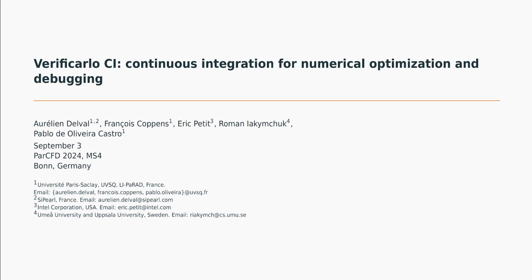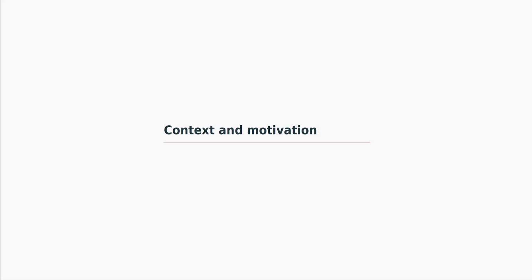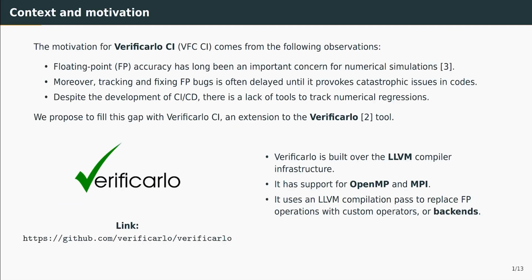So first, I'm going to give you a bit of context to better understand the motivation behind this work. So we start from the classic observation, I would say, that floating point accuracy has long been an important concern in numerical simulation, but that despite these facts, code developers usually neglect those floating point issues and wait before it's too late for fixing them. And when it happens, it usually takes a lot of time to fix. And well, this is time that you would have better spent solving some domain-specific issues.